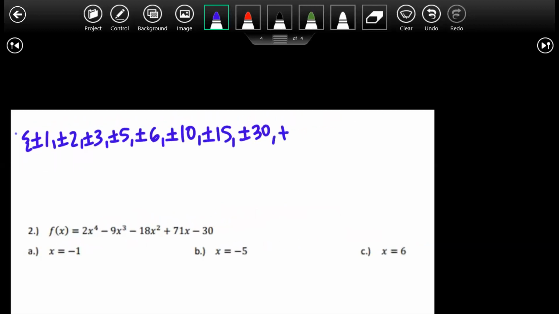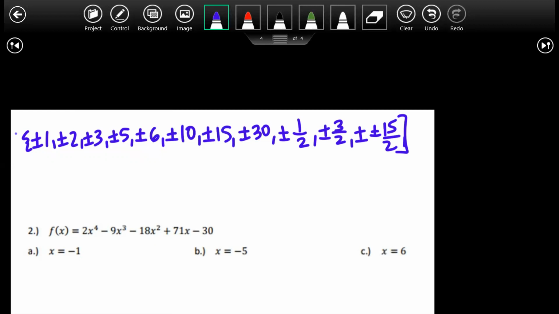Then we've got plus or minus a half, plus or minus 3 over 2. Yeah, because we have P over Q. 3 plus or minus 15 over 2. And that's it. These are the potential zeros we can use.